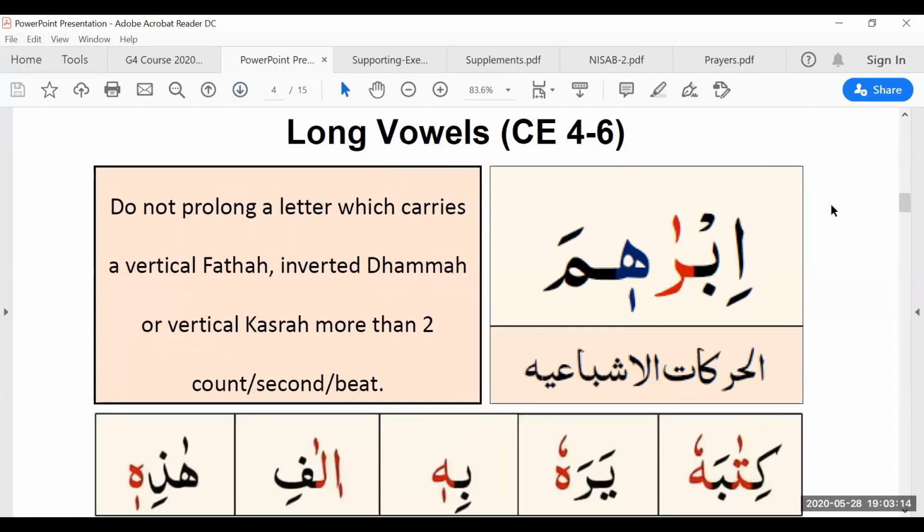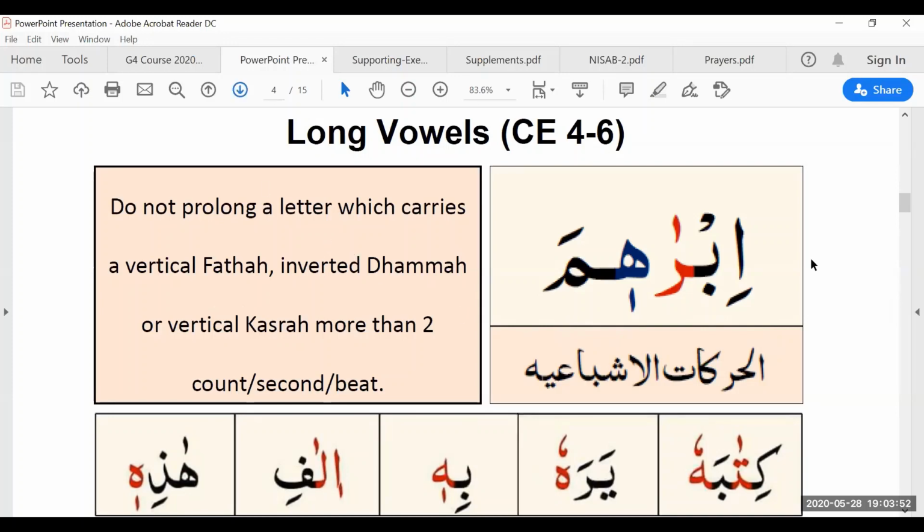Okay. So we also covered long vowels. And the rule for long vowels is that do not prolong a letter which carries a vertical fatha, inverted dhamma, or vertical kasra more than 2 counts, seconds, or beats. So they are also known as fatha ishbaiya, dhamma ishbaiya, and kasra ishbaiya. And again, they should not be prolonged for more than 2 seconds. So, Ibrahim.